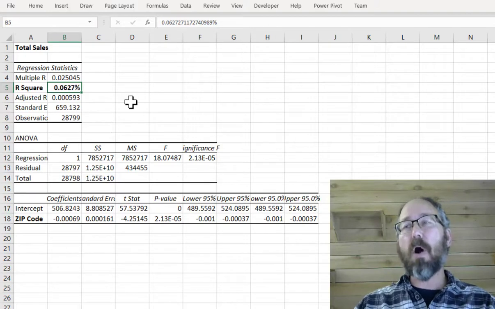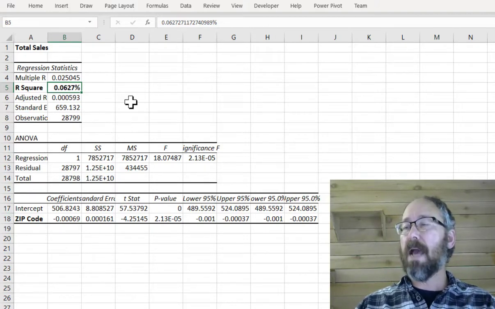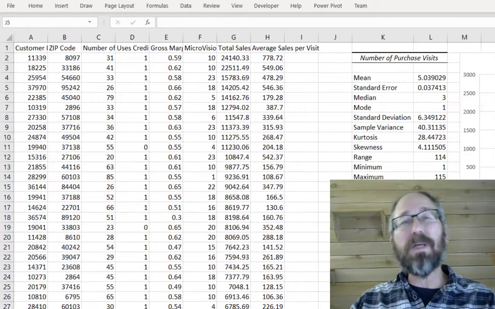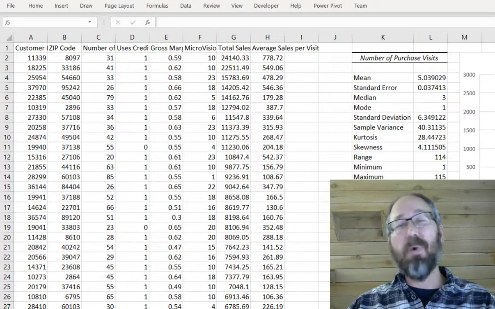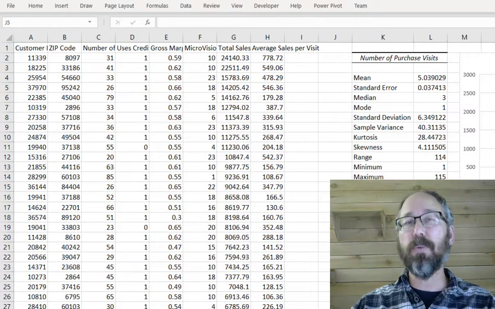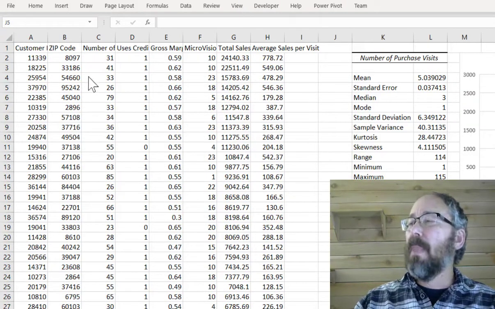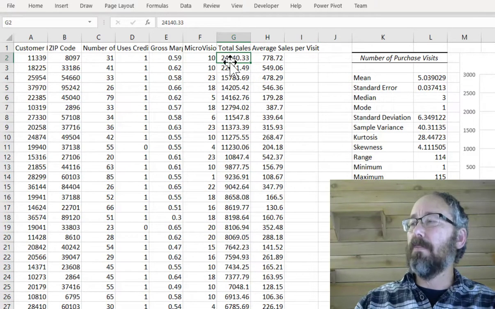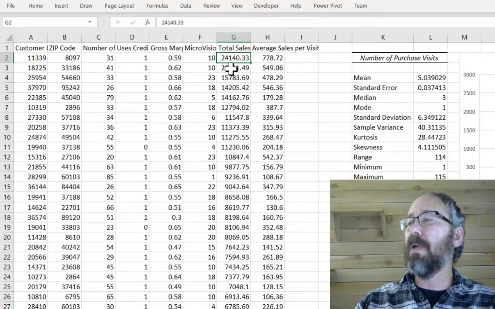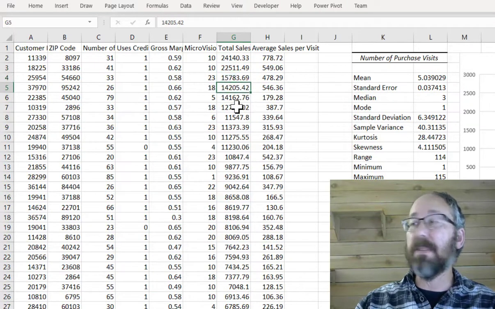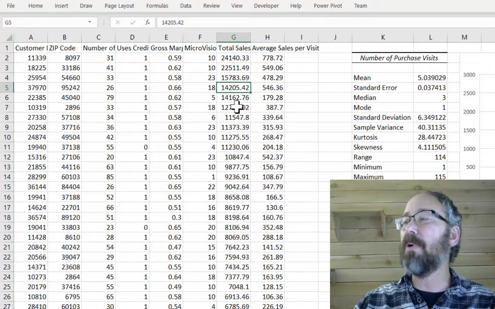But putting our business hats on, we have a larger question we have to ask. The larger question is, what are we actually trying to accomplish here? Do we want to increase sales, or do we want to increase profits? Let me illustrate what I mean. We can see in the total sales column that we have 24,000, 22,000, 15,000, 14,000. Those are all great numbers.